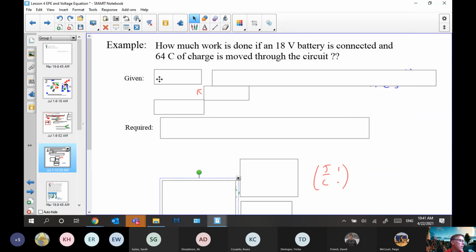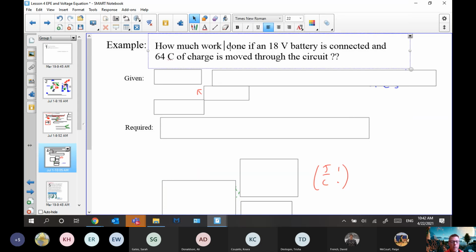But yeah, there's a space there underneath voltage and whatnot, and those blanks for you to fill in. The example says: how much work is done if an 18-volt battery is connected and 64 coulombs of charge moved through the circuit? So how much work was done, I guess.